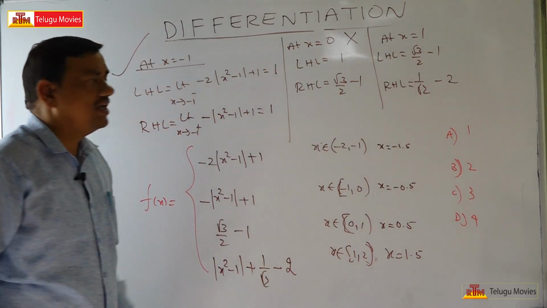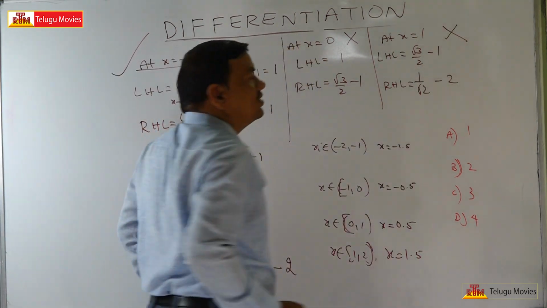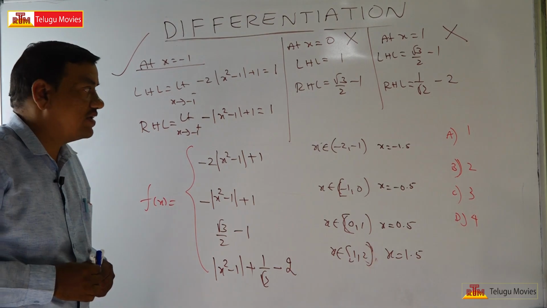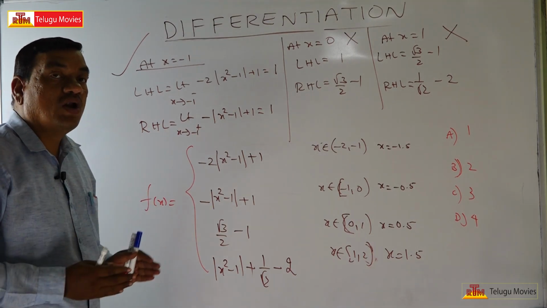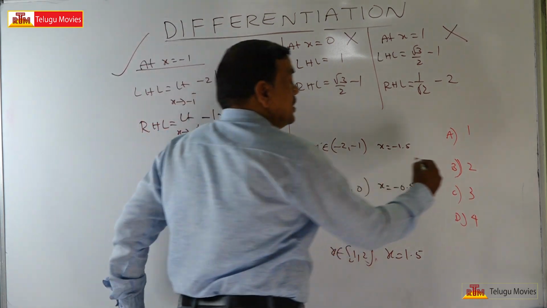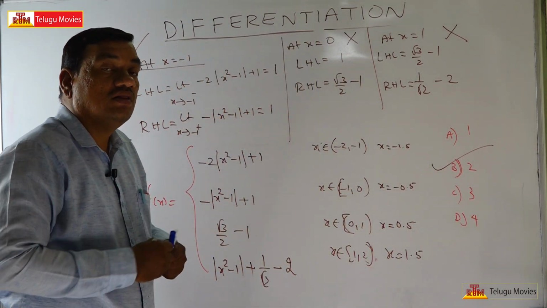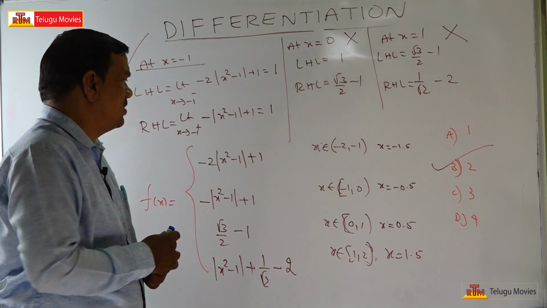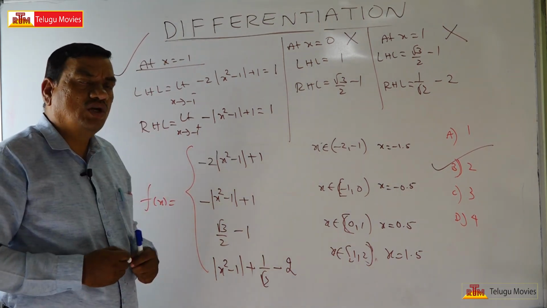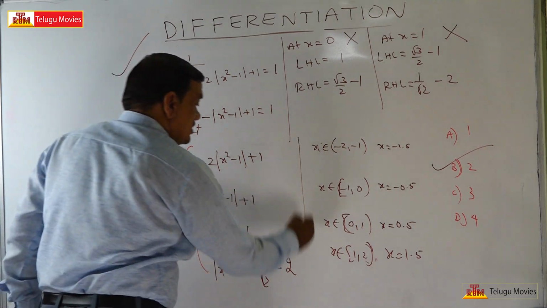Obviously, both are not equal. Therefore, at x is equal to 1 also, the function is not continuous. Therefore, the number of points of discontinuity is equal to how many? 2 points. At x is equal to 0 and x is equal to 1, the curve is discontinuous. In the given problem, the total essence of the problem lies in this only.